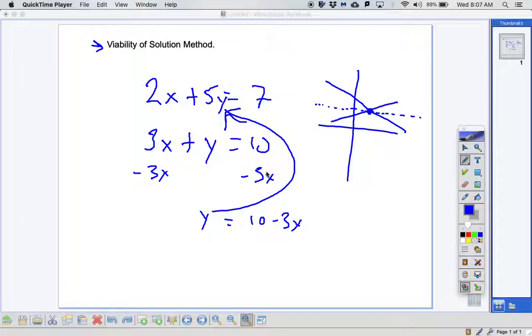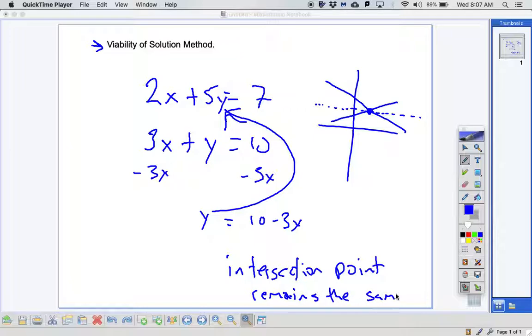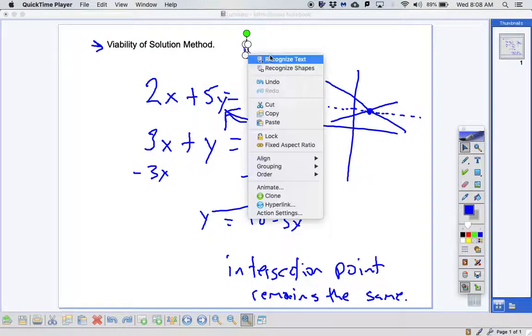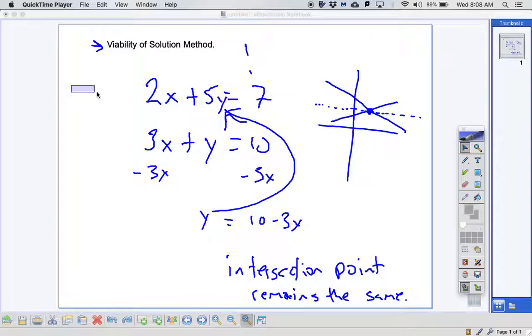So the reason substitution and elimination, for that matter, both work is because the intersection point remains the same. And the intersection point is the solution. So as long as the intersection point remains the same, then this solution method is viable. So we're talking about methods for solving. Anytime you have a method for solving, the question is why can I do that? If you're answering why I'm allowed to do that, then you're answering this question and demonstrating that you understand the viability of solution methods.